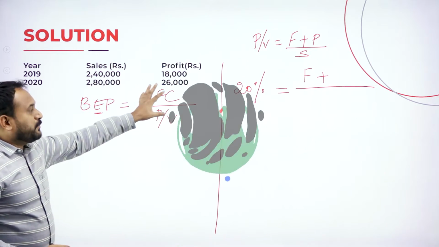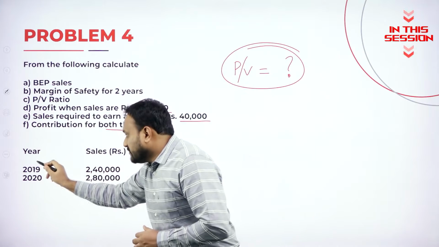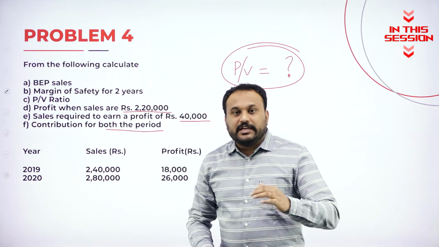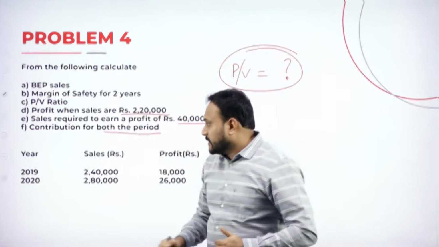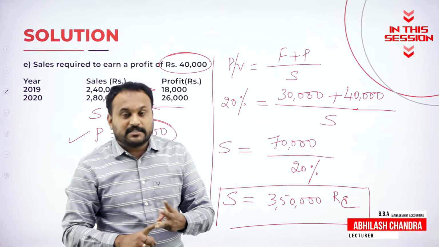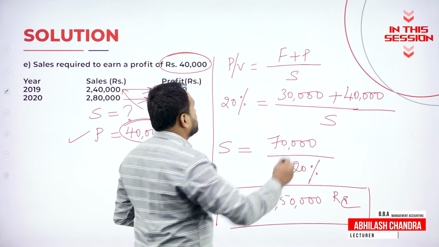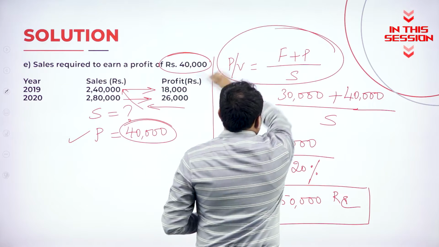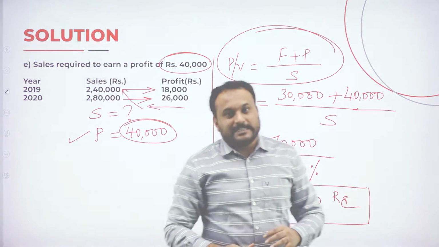Of the year profit you take, the same year sales you are supposed to take. 2019, 2020. So whichever is the fresh, in the sense that will be your current year. To find out fixed cost, profit and sales, if it is not given, we can actually go with this formula. So please don't forget this formula. PV is equal to F plus P divided by S.